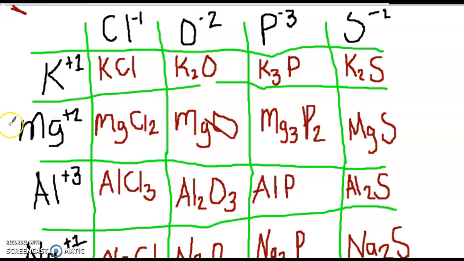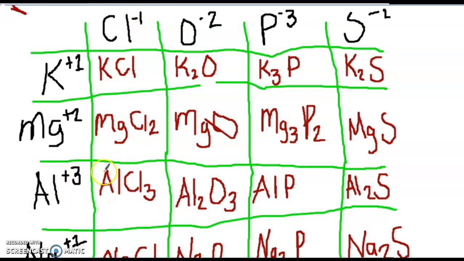same charge. Mg plus 2 and P negative 3, when you cross those, you get Mg3P2. Mg plus 2, S negative 2, you don't write 2 of the same charges, so that's going to be MgS. Let's look at aluminum. Aluminum is plus 3 and chlorine is negative 1.